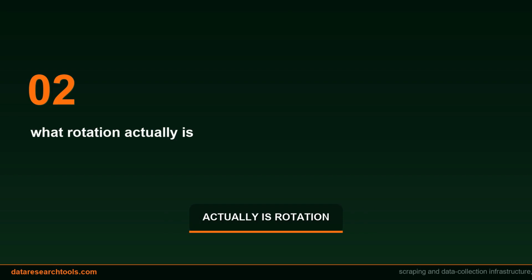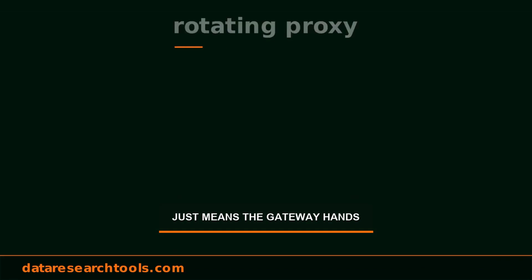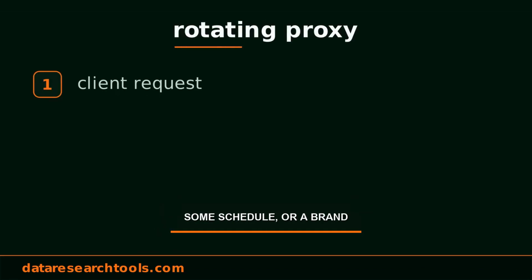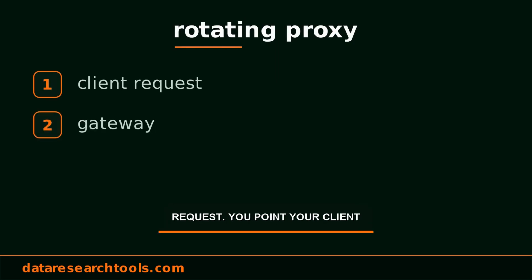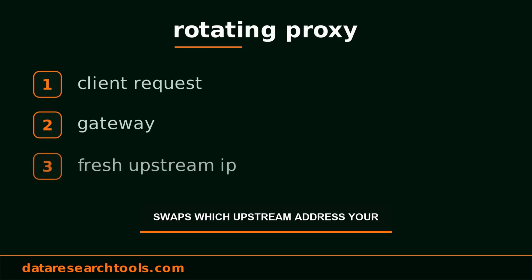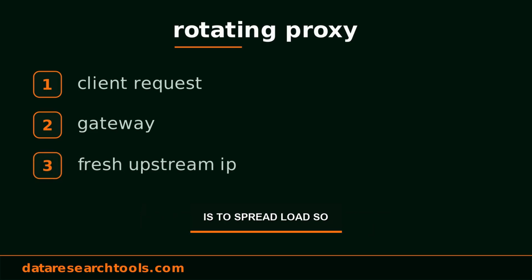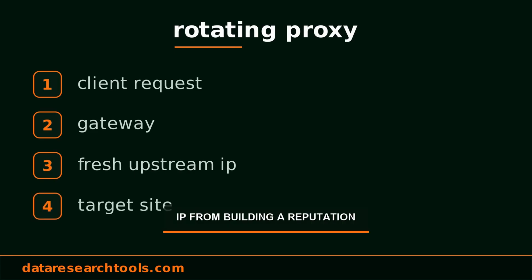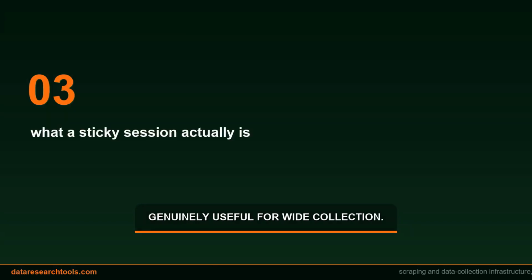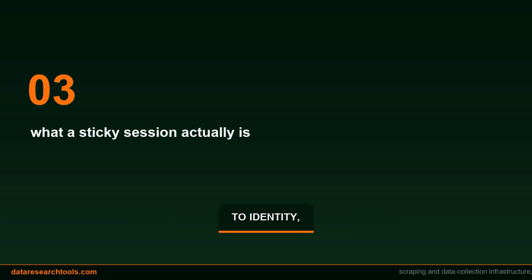What rotation actually is. Rotation just means the gateway hands you a fresh address on some schedule, or a brand new one on every single request. You point your client at one endpoint, and behind it the provider swaps which upstream address your traffic leaves from. The point is to spread load so no single address gets hammered, and to keep any one IP from building a reputation under your job. That is genuinely useful for wide collection. But notice what it does to identity. It changes where you appear to come from, over and over by design.